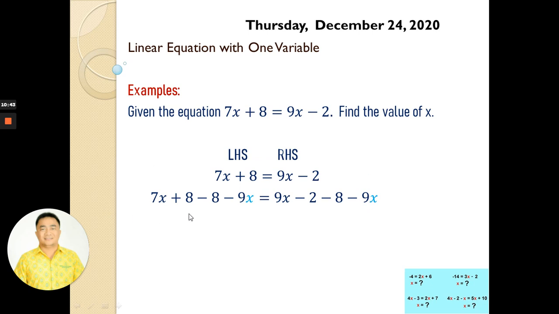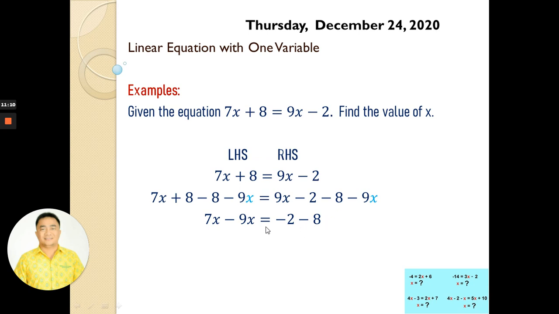Okay? So when we simplify, 8 minus 8 will be 0. So you have 7x minus 9x, right? Here you will have 9x minus 9x is 0. Then we have minus 2 and minus 8. So what we're left with, this will be 0, we have 7x minus 9x, right? Or this one, minus 2 and minus 8, right?